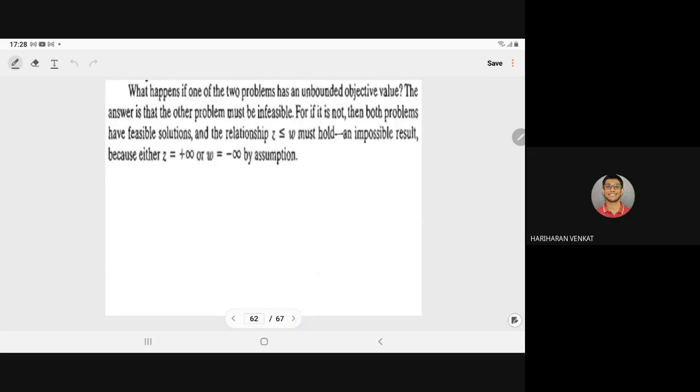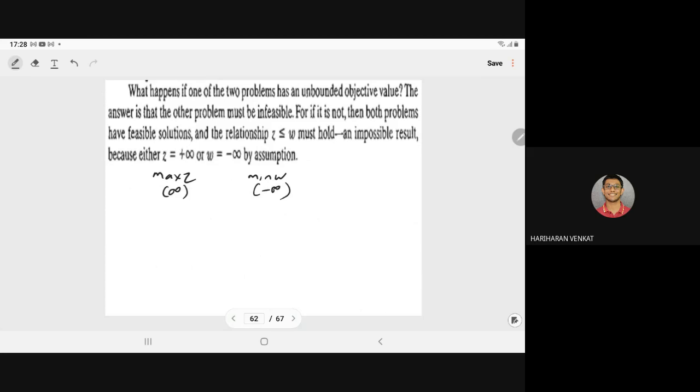Now what happens if one of the two problems has unbounded objective value? If one problem has unbounded objective value, then what will happen? Means either the maximize z has the unbounded value or minimize w has the unbounded value. Unbounded means its value will be plus infinity or minus infinity, then only we say it is unbounded.